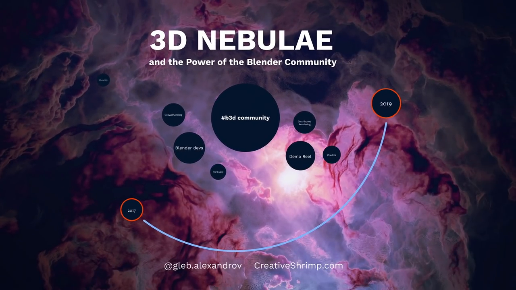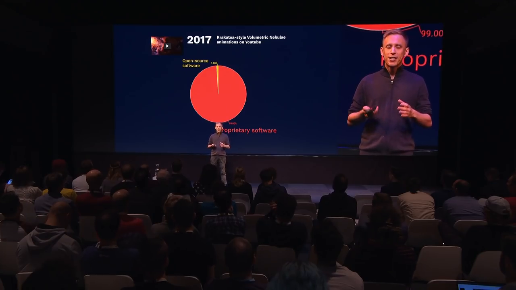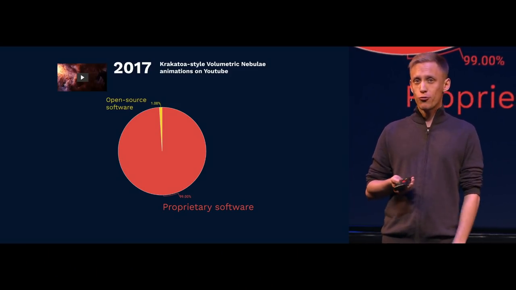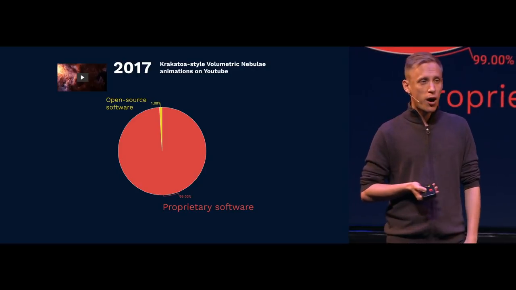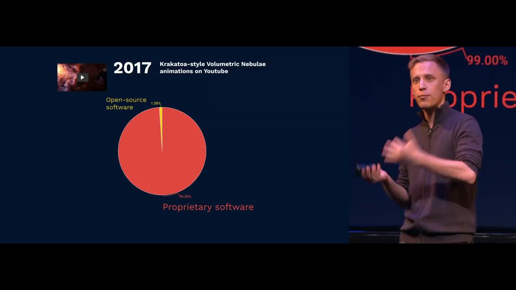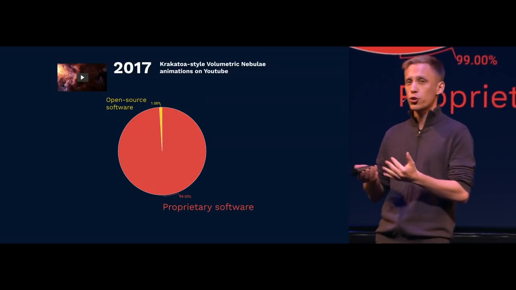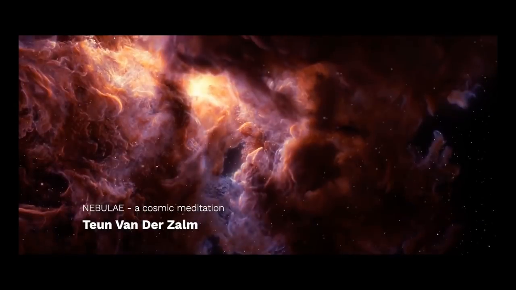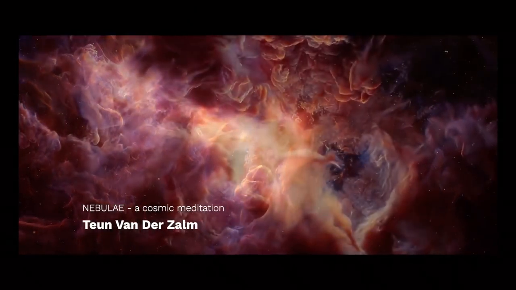And if you jump back to 2017 with me, you would discover that we can do nothing like that in Blender, and traditionally that area of computer graphics was dominated by proprietary software, and for good reason. And on this pie chart, we left just 1% of the Krakatoa-style Nebulae simulations to the open-source software. But unsurprisingly, most of the Krakatoa-style simulations, and Krakatoa is the render engine meant for that kind of stuff, was made in Krakatoa.